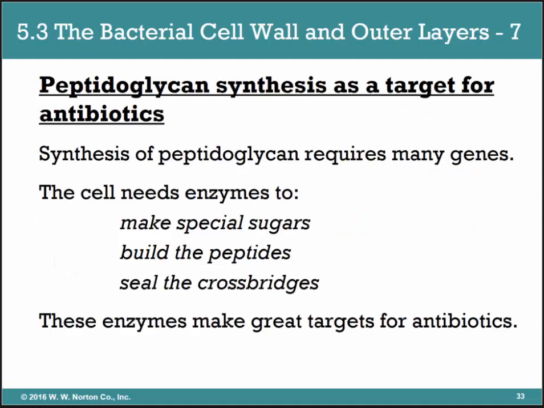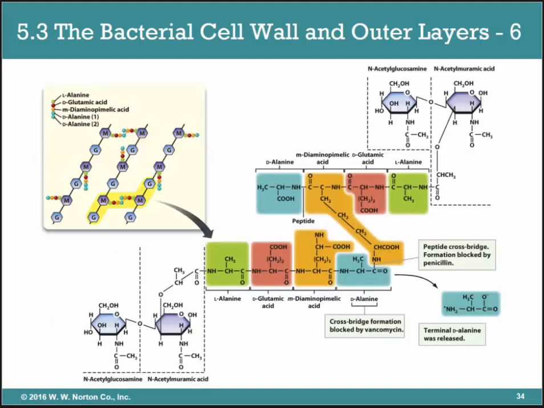Drugs that target the peptidoglycan cell wall key in on the enzymes that cause its construction. By destroying these enzymes, you destroy their protective outer covering and lead to the death of the pathogen. Let's look more closely at the cross bridges and two antibiotics that interfere with its functioning. Here it shows alanine, glutamic acid, diaminopimelic acid, making the peptide cross bridge.